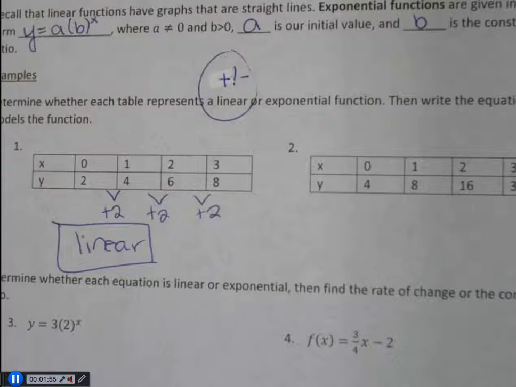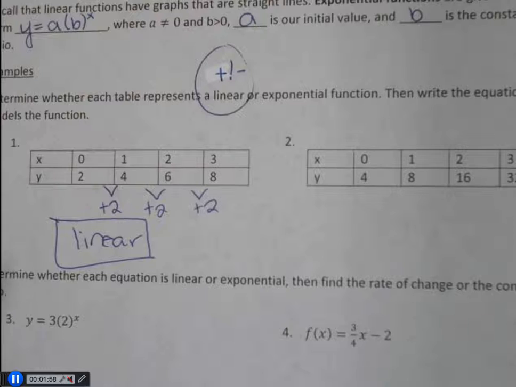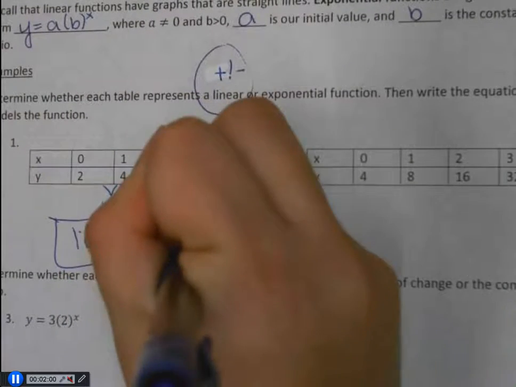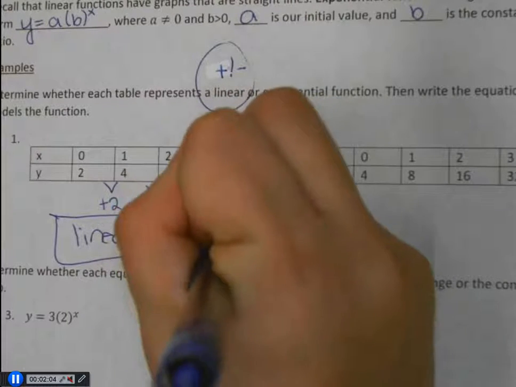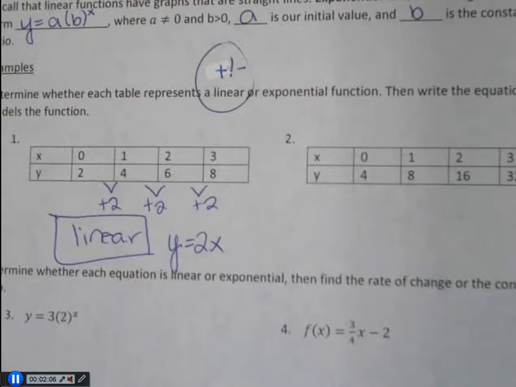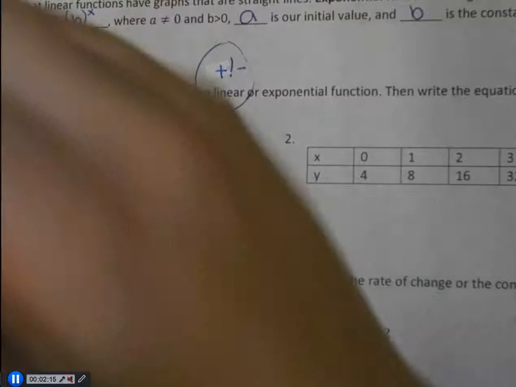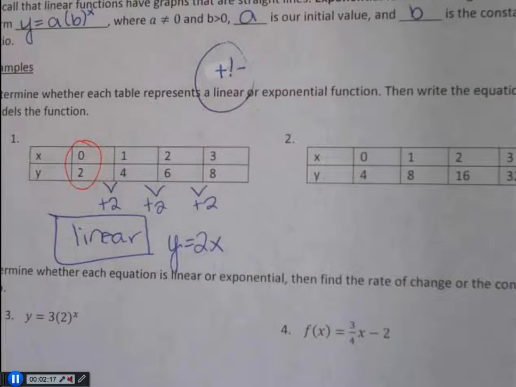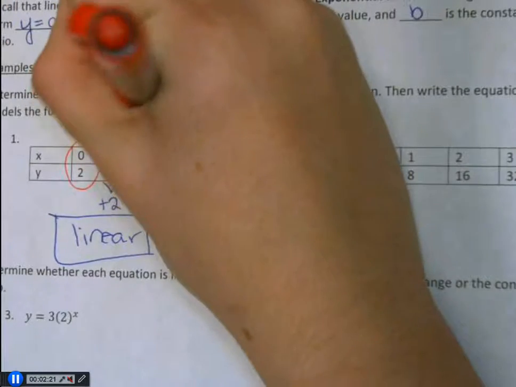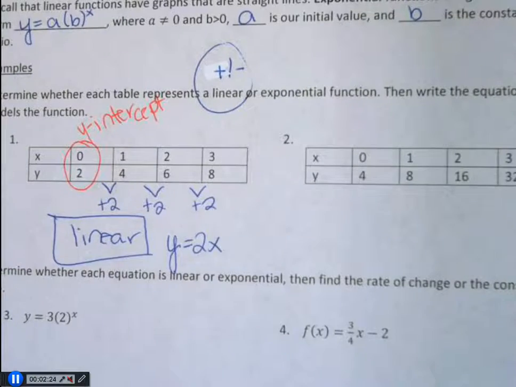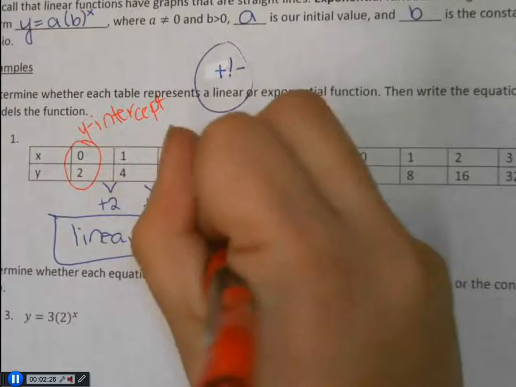Oh, and then it wants me to write the equation for this function. So I'm going to write y equals, how much am I changing by? 2, so it's going to be 2x. What's my y-intercept? 2. Remember, our y-intercept is the number with the 0 for the x. So then at the end of my equation, I'm going to write plus 2.